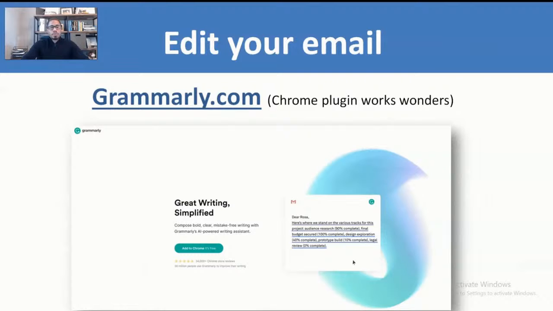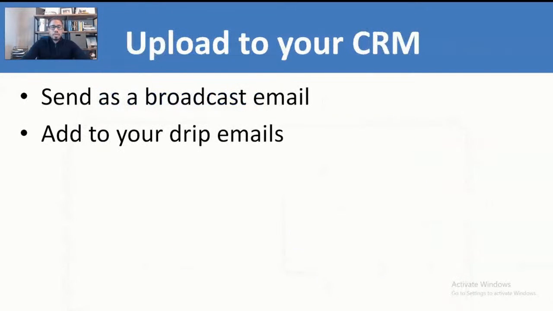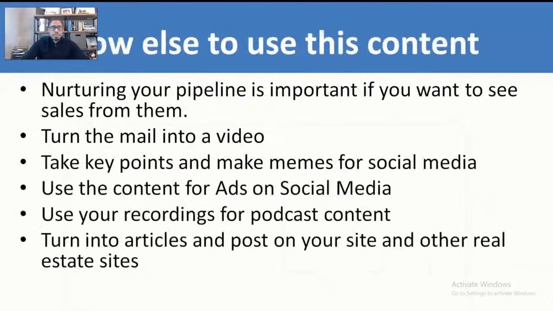So I know a lot of agents want to be corporate, and a lot of new construction agents send out fancy HTML emails. There's a time and place for that. But ideally, you want to send it to someone just like you're firing off a quick email. Then upload to your CRM, send it as a broadcast email, which would go out to everybody, or add it to your drip email sequence, or do both.